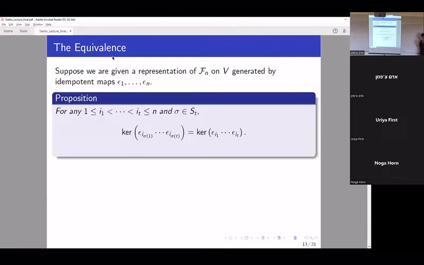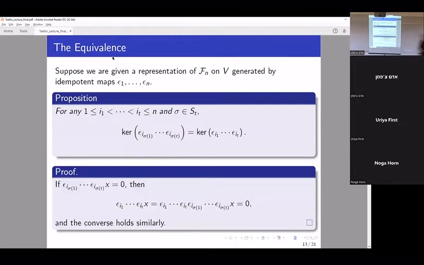So let's begin with a nice proposition on left regular bands. The kernel of the product doesn't depend on their order. Although the product is different in the semigroup, and the product of the operations might be different operations on the space, the kernel is the same. And why does it work?